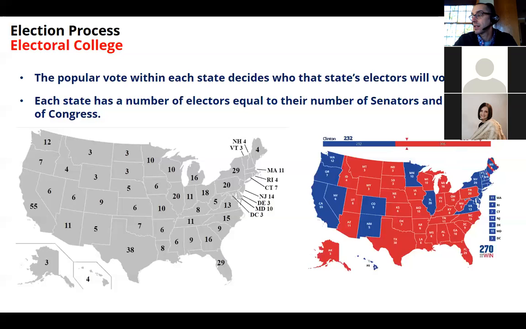The only state that divides, that is not winner take all, is Maine, and that's why Maine is red and blue in this map. In every other state they vote, and the winner of that state gets all the electoral college votes for that state. Maine, I don't know why they do it differently, but nobody cares about Maine because it's only 4 electoral college votes anyway, so not that big of a deal.